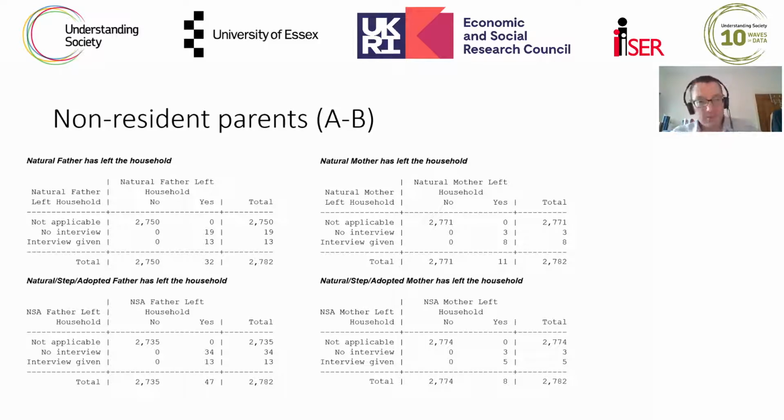And then I've just included another couple of sub-questions to this analysis. The first is where I've looked at how well we can follow up situations where natural, step or adopted fathers have left the household, and similar for mothers. And you can see that on the right-hand side of this slide. The main thing I want to draw your attention to is, firstly, that the frequencies of parents leaving the household wave to wave are relatively low. They're higher for fathers than they are for mothers.